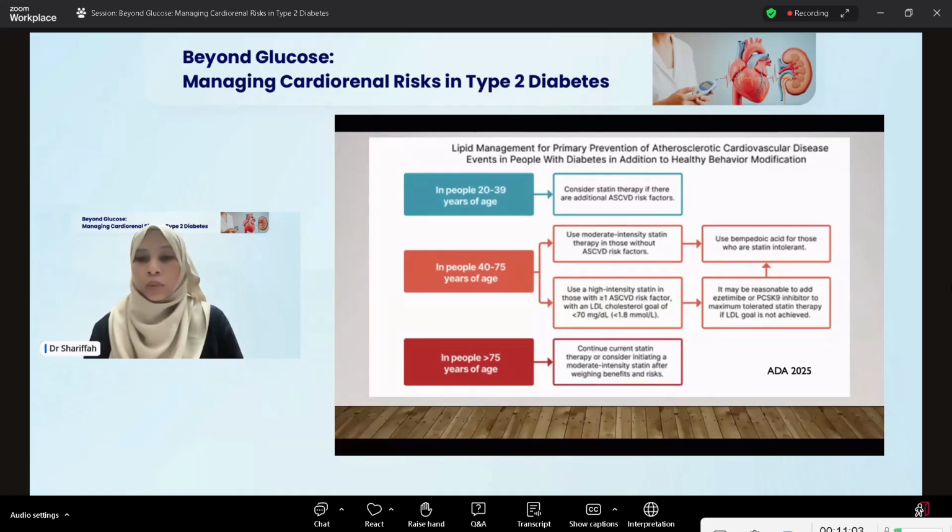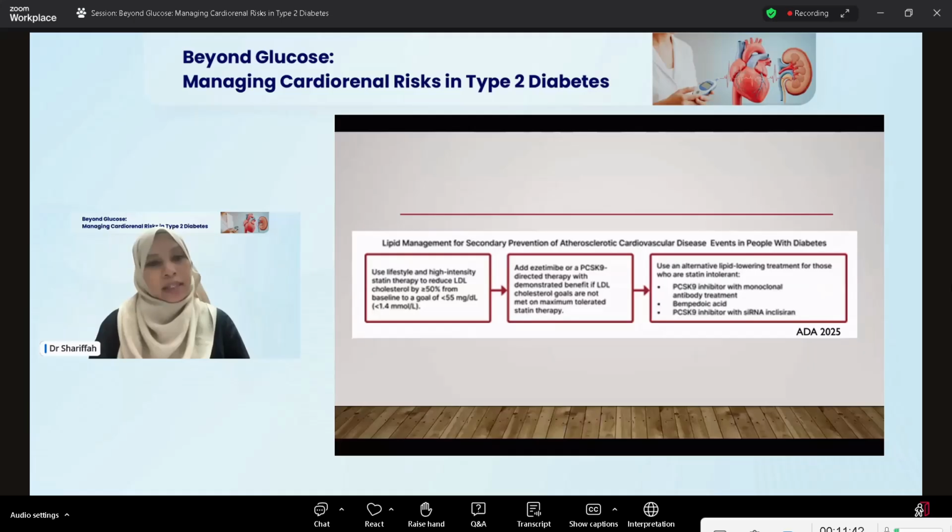We may or may not want to add ezetimibe or PCSK9 inhibitors so we can achieve this target of 1.8, which is really low, and something I get a lot of backlash about from my patients because it is very low for them. They feel it's very unreasonable, but it has actually been shown to have benefits. So I think that's something we should encourage our patients to work towards. For those who are much older, above 75 years old, we are encouraged to continue this therapy or consider a moderate intensity statin.